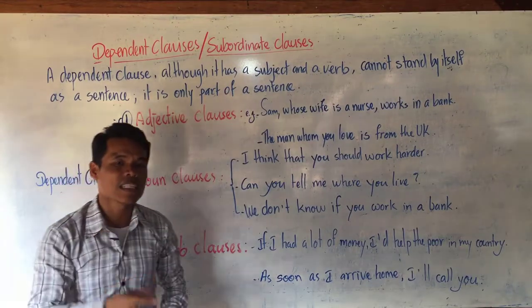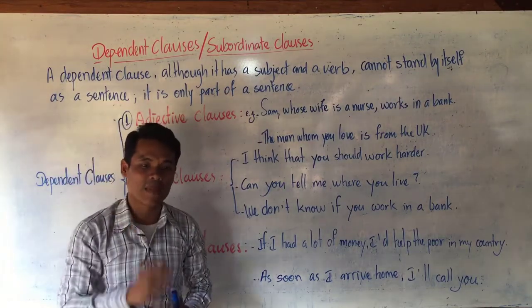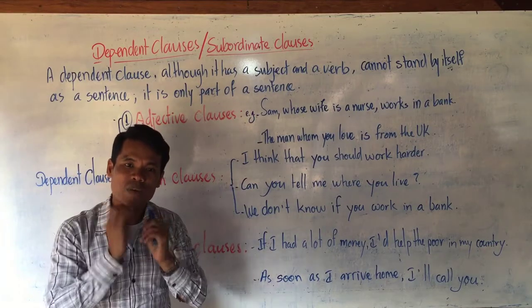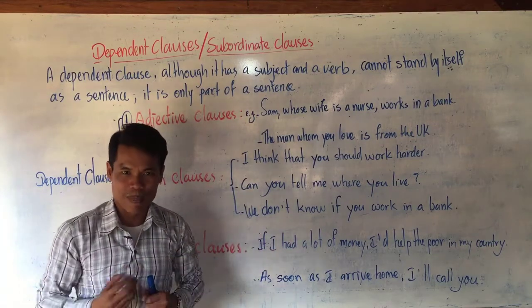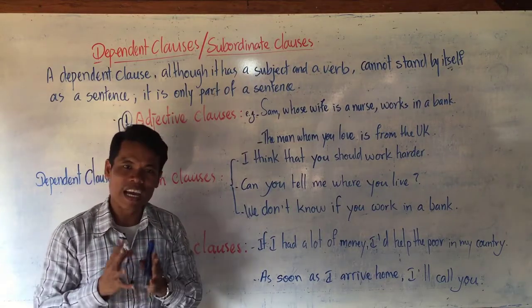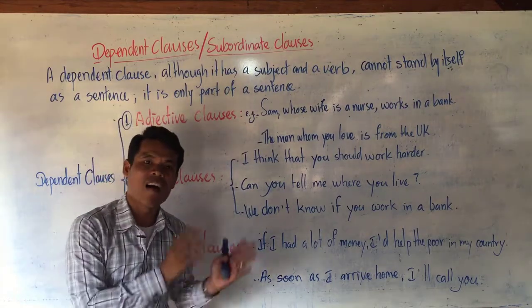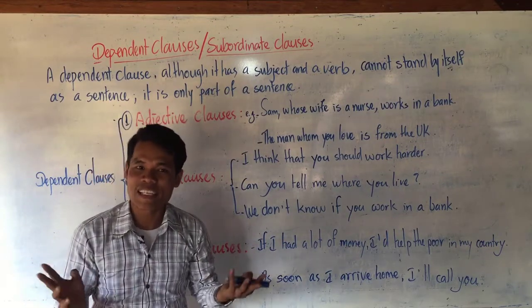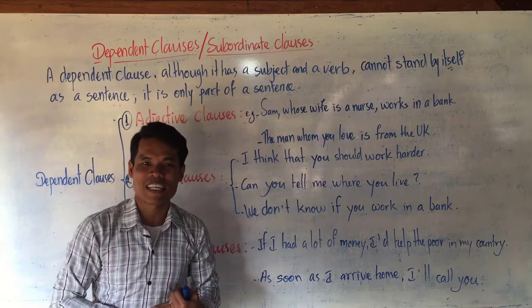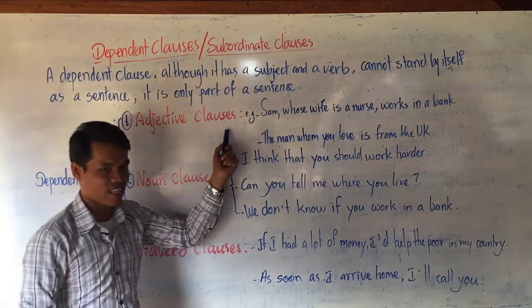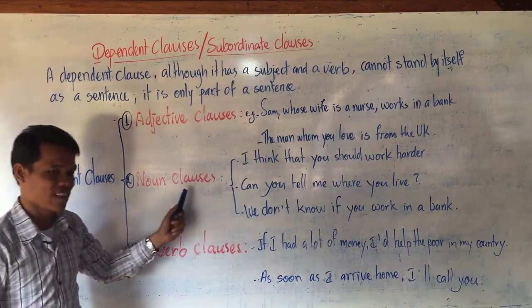In addition, when you are talking about dependent clause, it cannot stand alone. When it stands alone, it lacks meaning. It is only part of a sentence. It can stand depending on main clause or IC. There are three types of dependent clauses. What are they? Number one is adjective clauses. Number two is noun clauses.